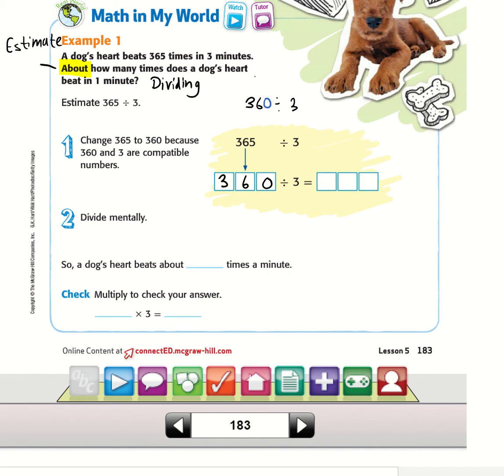So I'm going to just put a little side note. I know 36 divided by 3 equals 12. So that must mean 360 divided by 3 equals 120. So a dog's heart beats about 120 times a minute.